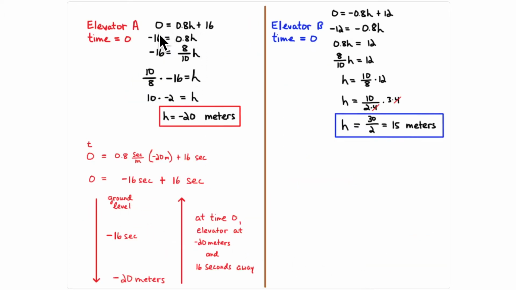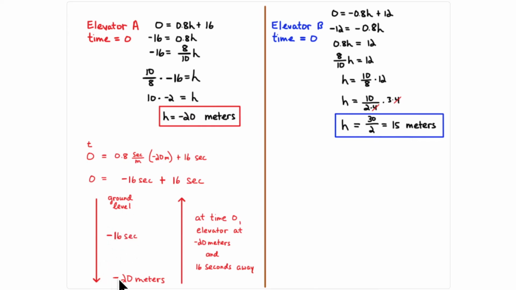So this is the same equation at time 0. What height is the elevator? And we figured out it's negative 20 meters. So at time 0, before that time, it had to have been at ground level. So if I'm at negative 20 meters, I'm going to go backwards in time to get to the ground level. And so now I'm going to go from ground level to negative 20 meters. And this is that negative 16 seconds before you show up.